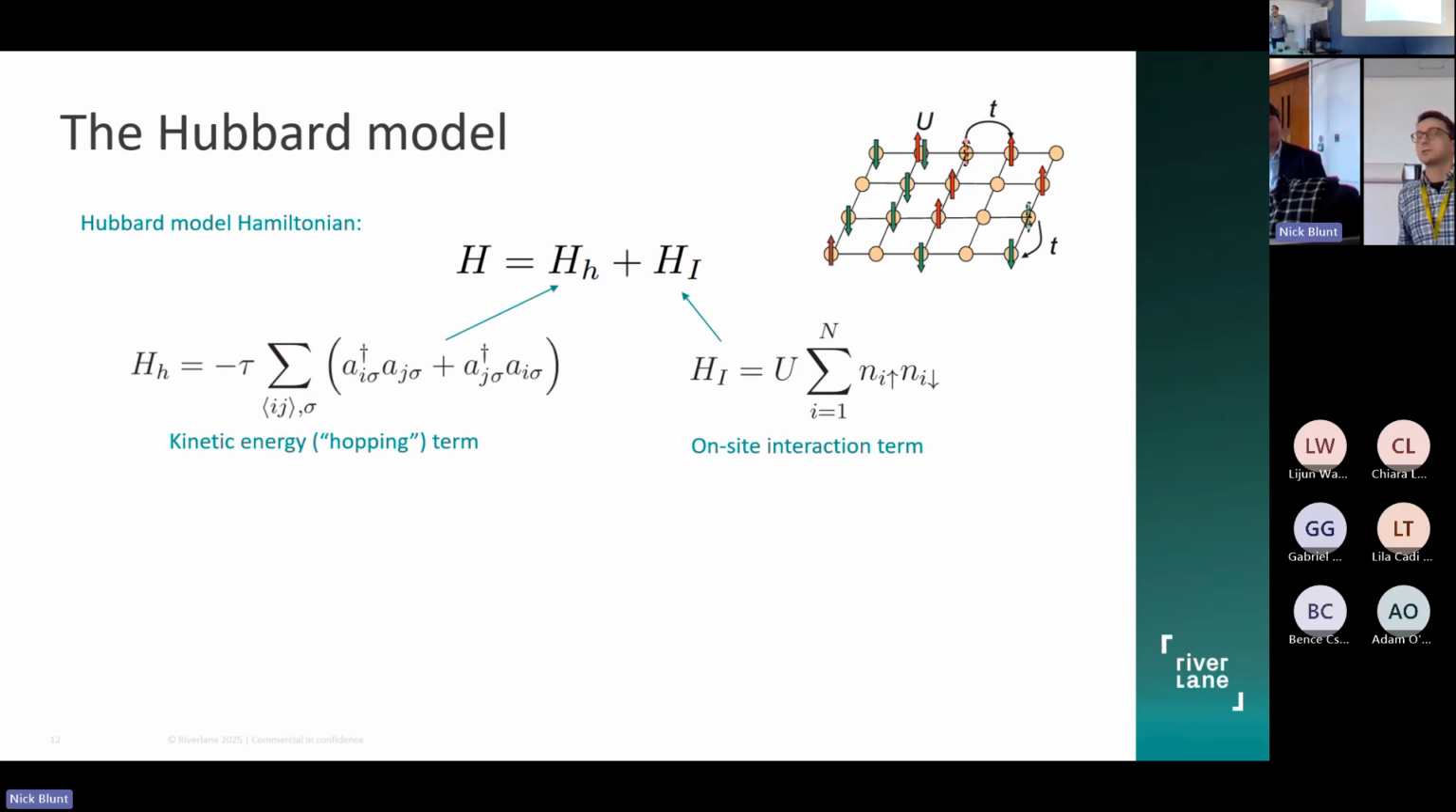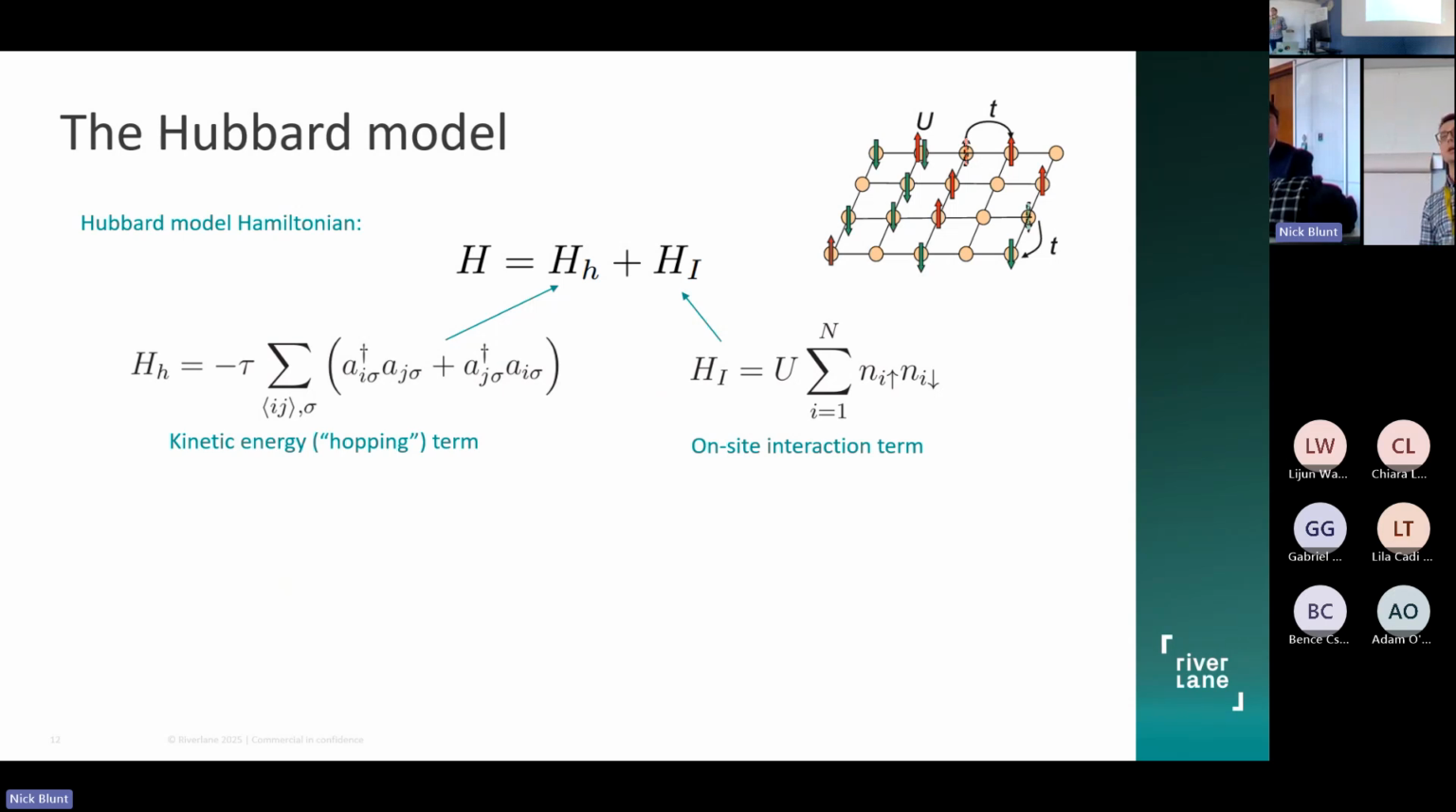Okay. So now to switch directions and talk about how we actually implement this for the Hubbard model. Just to give a little introduction, the Hubbard model, of course, is a lattice model. Each site on this lattice has one spatial orbital. So if you have a lattice with n sites, then you have 2n spin orbitals in total. And this Hamiltonian has a kinetic energy term, which we call the hopping term, and an on-site interaction term.